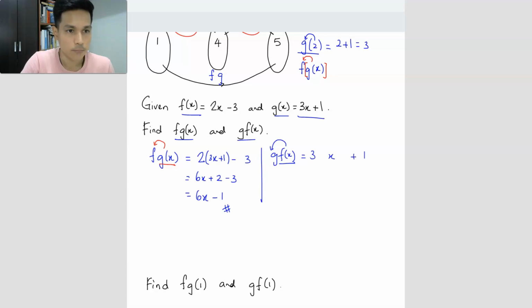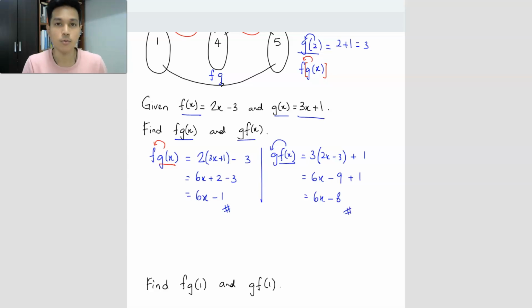3x plus 1. But you cannot write x, you have to write the f function. So the f function is 2x minus 3. Okay, so what do you get? 3 times 2, 6x minus 9 plus 1. So your answer is 6x minus 8. Okay, so this is how you solve a basic composite function.